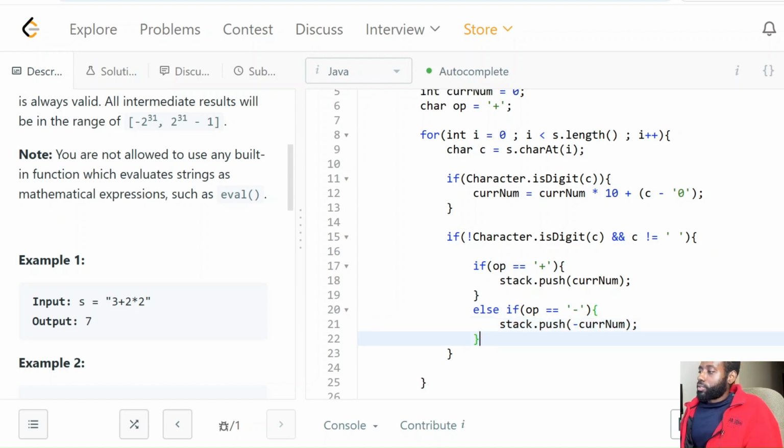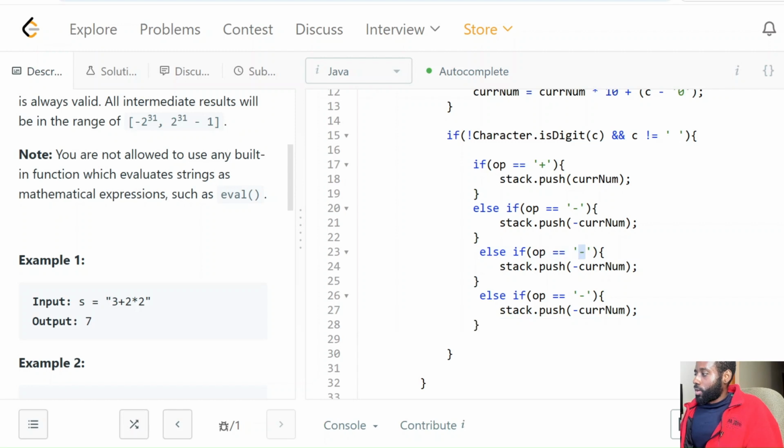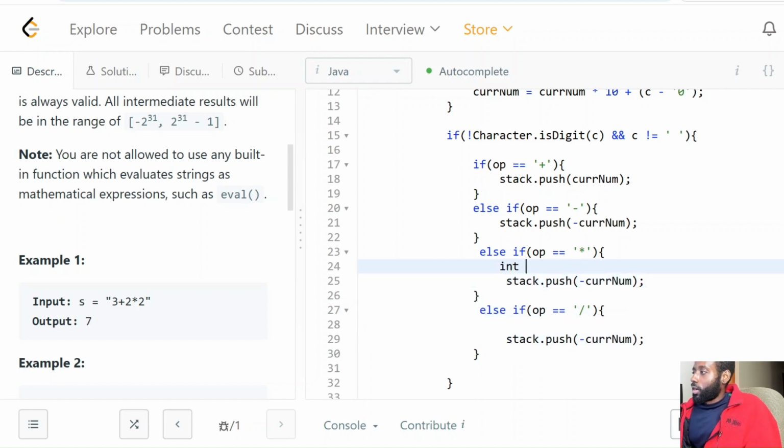But if we get those other cases where we have a positive or we have a negative, then we're going to need to be a little bit more clever. So let's do the multiplication case. Whatever number is at the top of the stack, we just grab it there, pop it, so we get that number, and then we multiply it with current num.